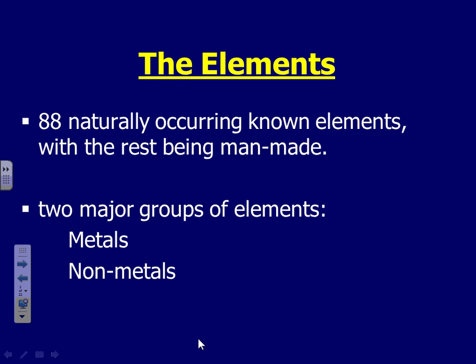So 88 naturally occurring elements, with the rest being man-made. If you've ever had a chance to look at the periodic table, you'll notice it goes to higher than 88. You'll notice this one goes right on to 118. And I believe that all of those have been discovered, all right?